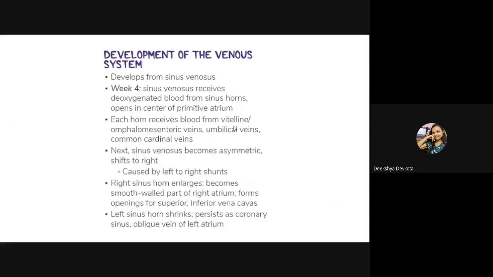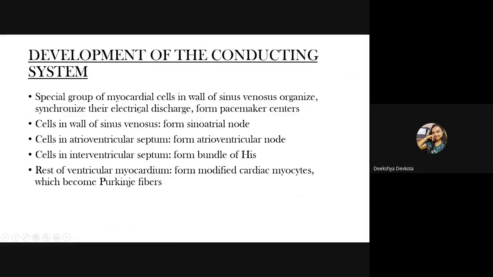Now, the development of the venous system. I have already explained this, but still, let's go through it one more time. The sinus venosus receives the blood from the vitelline, umbilical, and common cardinal veins. But soon the sinus venosus becomes asymmetric because the left horn regresses and the right horn enlarges. The right horn enlarges to become the smooth-walled part of the right atrium, as I already discussed. But the left horn shrinks and persists only as the coronary sinus and the oblique vein of the left atrium, whereas the right horn forms the smooth part of the right atrium and forms the opening for the superior and inferior venae cavae. Then the conducting system.